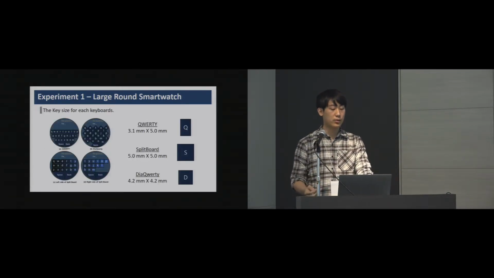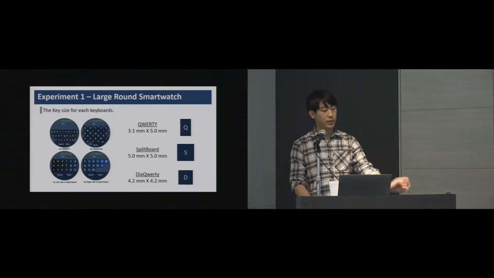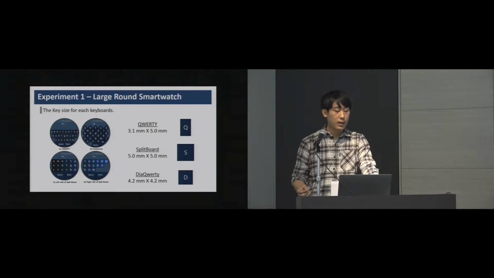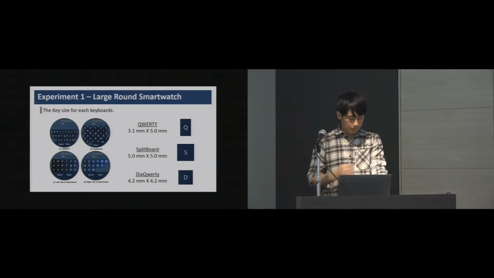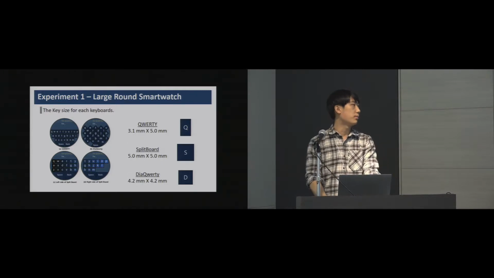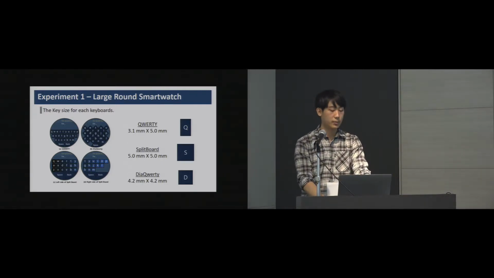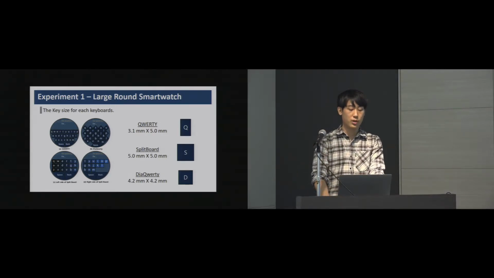This shows the key size of each keyboard, and the key figure on the right represents relative size. QWERTY is 3.1 mm by 5 mm, and SplitBoard is 5 mm by 5 mm, and DiaQwerty is 4.2 mm by 4.2 mm.